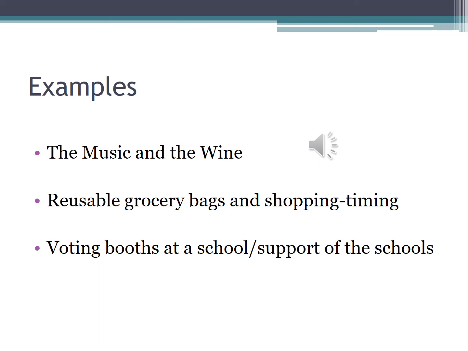Because that's when the trigger happens for me. It doesn't happen when I'm walking out the door to go to the grocery store. It happens when I'm in the grocery store parking lot. That's when I think of the reusable grocery bags. Sometimes, actually, I think of it when I'm in the grocery store. So timing is very important.